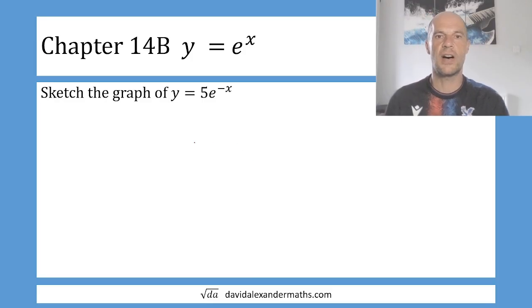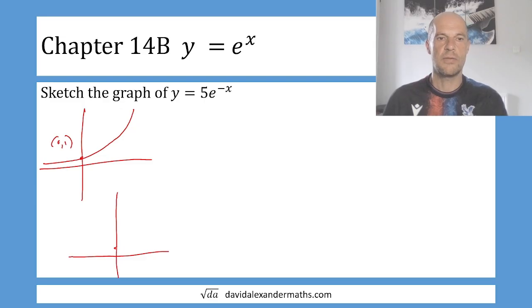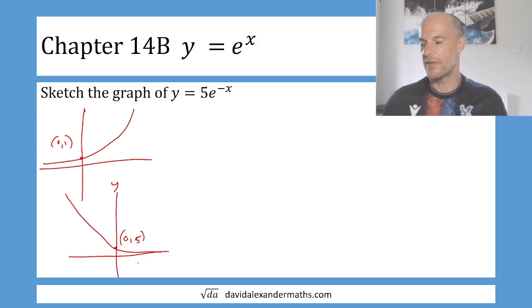Okay, sketch the graph of 5e to the negative x. So this is e to the x going through 0, 1. Now 5e to the minus x, we need to remember, this is inside the function, so that's going to affect the x value, so that's going to be a reflection in the y-axis. So that is a mirror image of this using the y-axis as the mirror line, so it will go through like so, still through 0, 1, and then we need to multiply that by 5, so instead of 0, 1, that's going to be 0, 5.